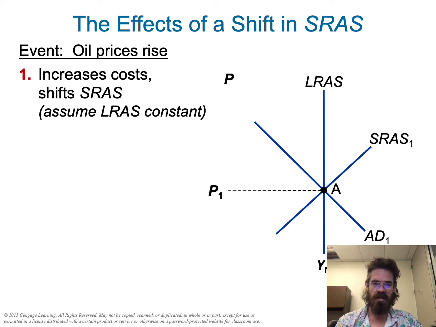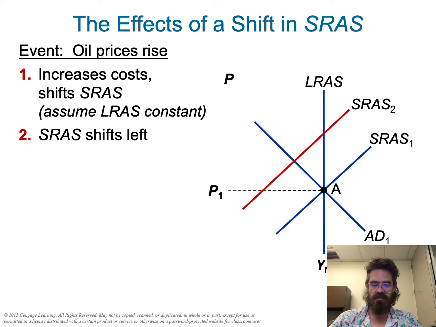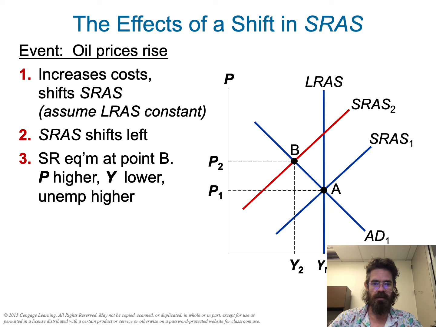We're going to assume that the long run aggregate supply curve stays where it is. And basically, the reason this happens is because oil creates energy, and you need energy to basically produce everything. So when the price of oil goes up, the price of energy goes up, and the cost of production goes up. So in other words, it becomes more difficult to produce things. So this is going to affect aggregate supply, and it's going to shift it to the left. It's going to decrease aggregate supply. And that gives us a new short-run equilibrium where prices are higher and GDP is lower.